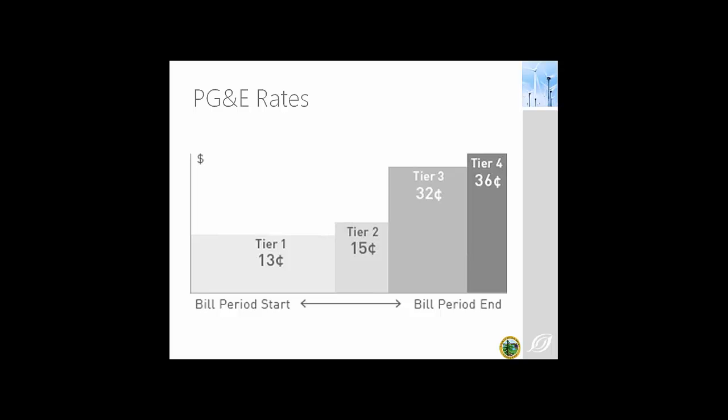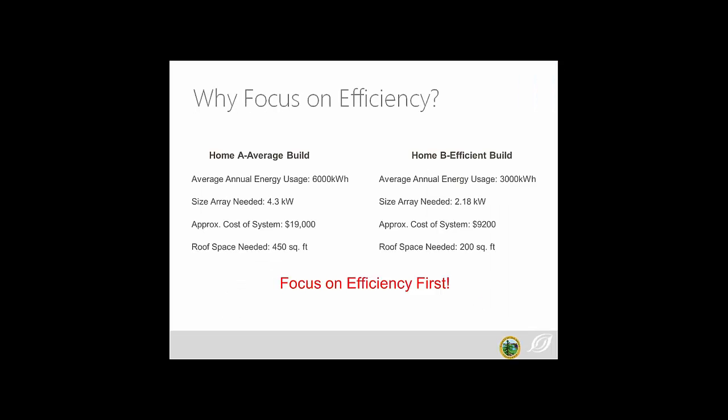So really, the more energy you use later in your bill period will be a lot more expensive. I mean, 3 times as expensive as the energy that you used in the beginning of the month. And then next year, it's going to be changing to a 2-tier system with lower rates.